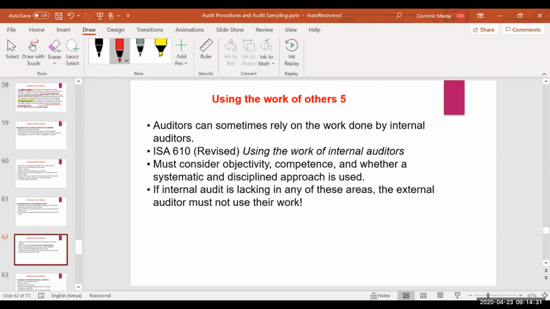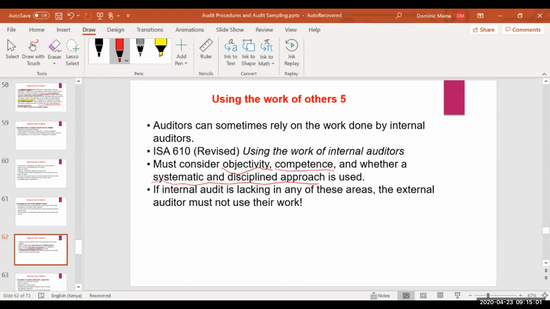So when it comes to using their work, don't forget you must consider their objectivity, you must consider their competence, and you must consider whether they use a systematic and disciplined approach to their work. What do you mean by a disciplined approach? Don't forget that internal auditors do not have to be auditors. I think we mentioned this, and it is one of the key drawbacks when it comes to reliance on the work of the internal auditor.